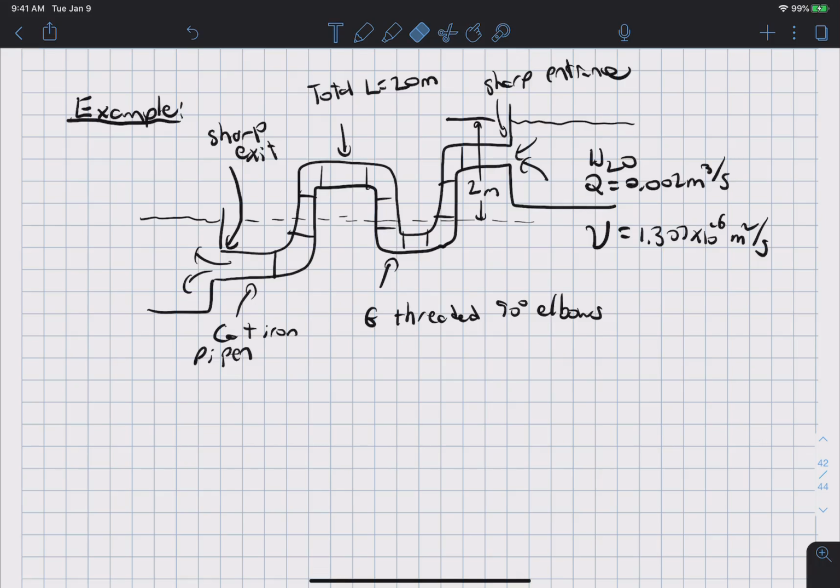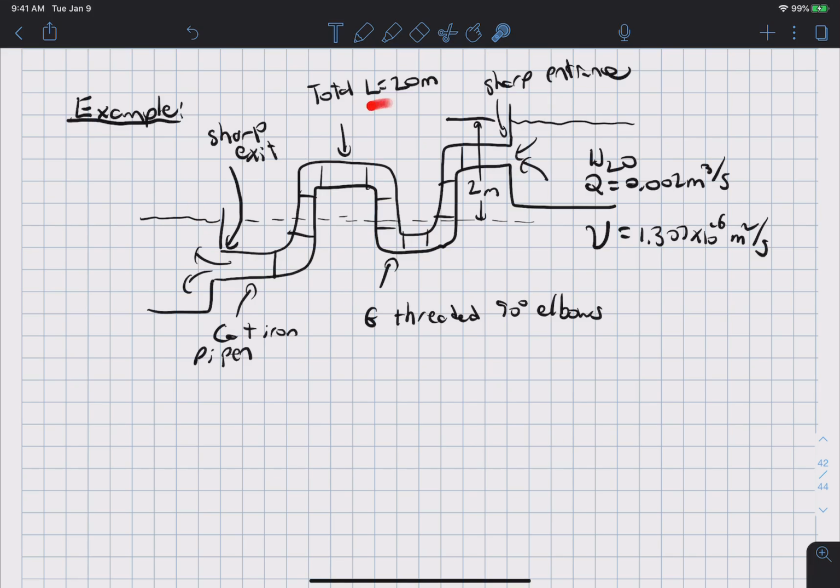Okay, so now we're going to do example number 3. This example consists of a two-tank system where water is flowing from the tank on the right through this crazy Rube Goldberg style piping system into a lower tank. In the upper tank, there is a sharp entrance, and in the lower tank, it is a sharp exit.